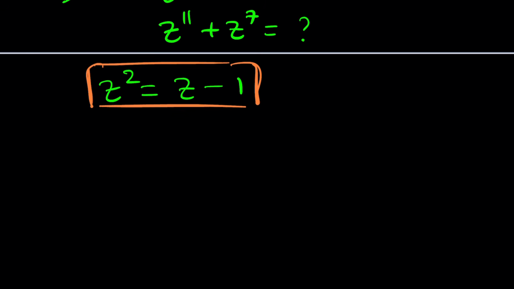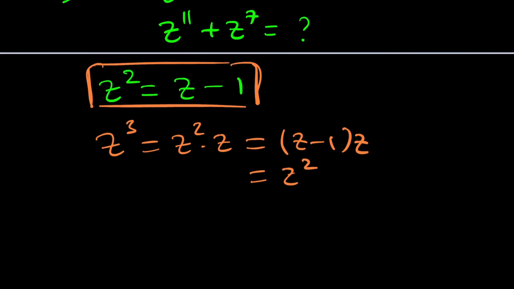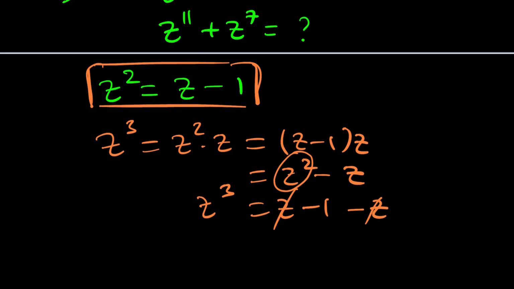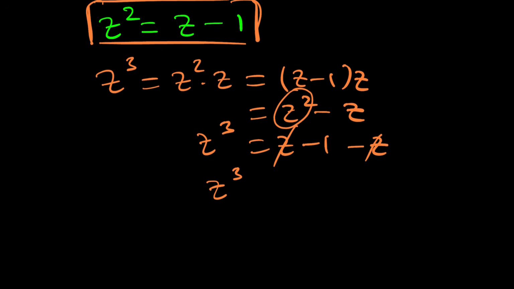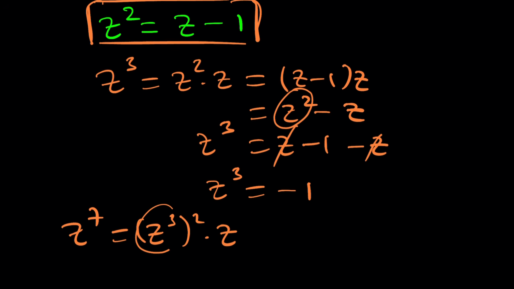Can we do the same thing for z cubed? Absolutely, because z cubed is just going to be z squared times z, which is z minus 1 times z, which is z squared minus z, which is z minus 1 minus z, which is negative 1. This is interesting, don't you think? Z cubed equals negative 1. Now, this makes things a lot easier. You know why? Because you can just take it and square it. Obviously, z to the 7th is z cubed squared times z. And now this becomes negative 1 to the 2nd power times z, and that gives us z as before. We already talked about it, right? 7th power of z is the same as z.